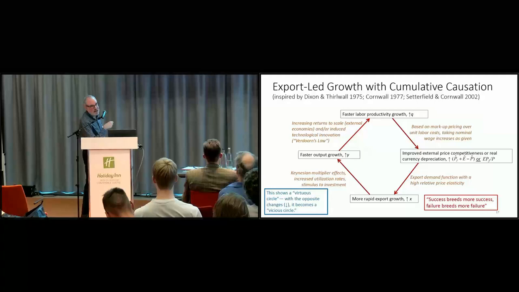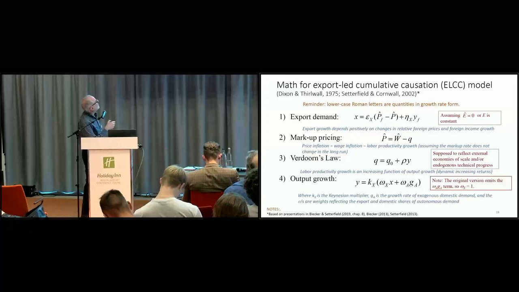When you mathematize this, there's a number of references here. The first version of this was Dixon and Thirlwall in 1975. Setterfield and Cornwall have an excellent presentation of it in 2002. We put it in our book, and Mark and I have covered it in other writings. But essentially, one equation represents each of those arrows in the diagram.